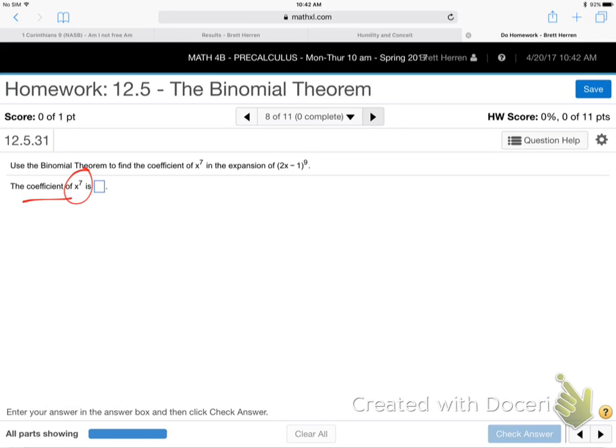So anyway, I'll give you one where I say, give me the whole expansion, like we just did the last 4 or 5 problems. And then I'll give you one where I say, hey, just jump to this term for me. So one of each type. So how do we just jump to a term?